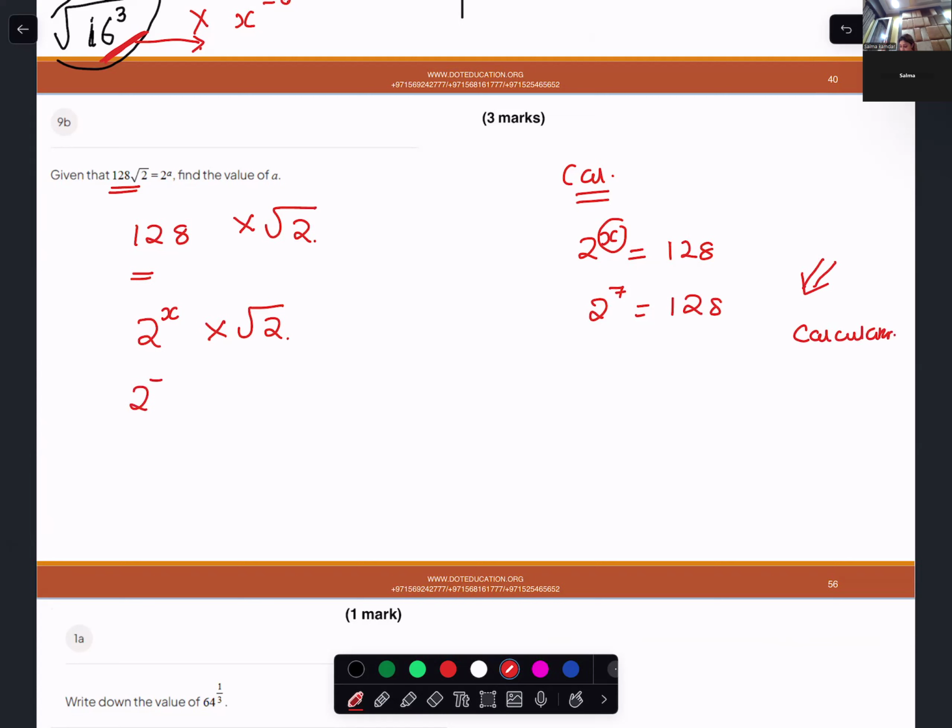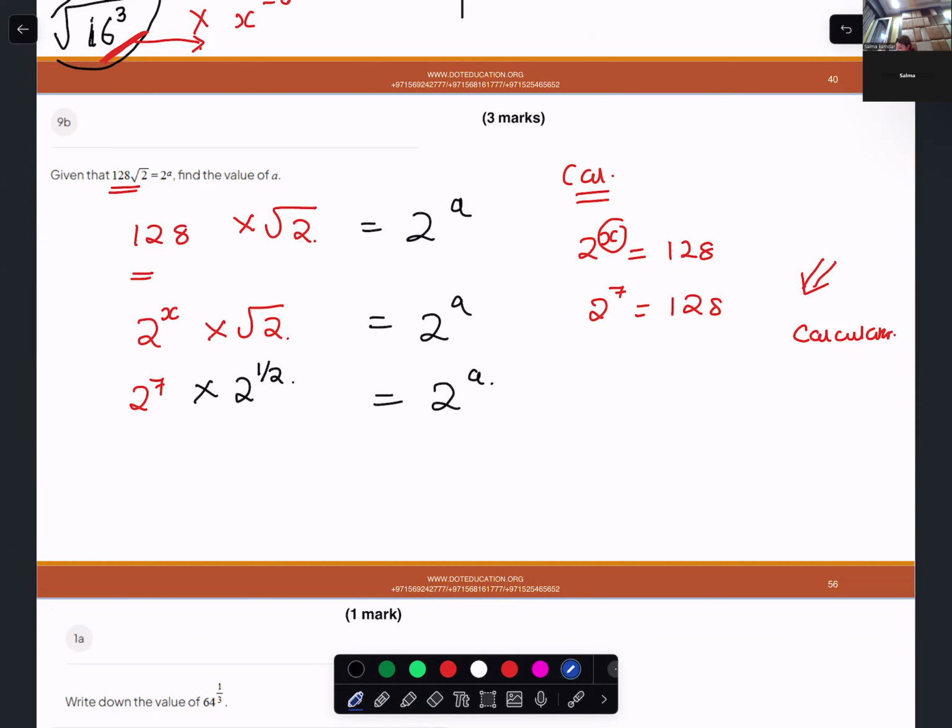So 2 to the power 7 is 128. 2 to the power what is 128? So 2 to the power 7 is 128. Now into root 2. Root 2 is nothing but 2 raised to half. Now this is all equal to 2 raised to a.